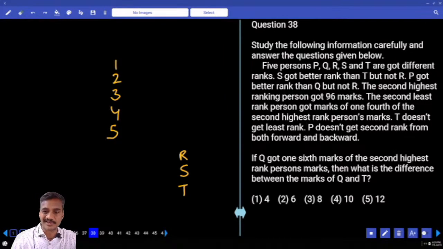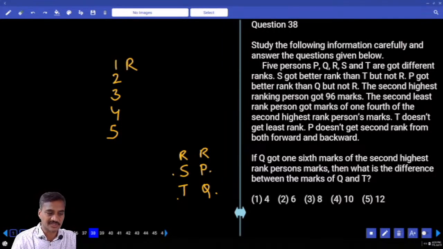And P got better rank than Q, but not R. That means P got worse rank than R. Now if we check out here, below this R there must be P, Q, S and T. All the 4 persons are below this R, hence R must be at the first place.